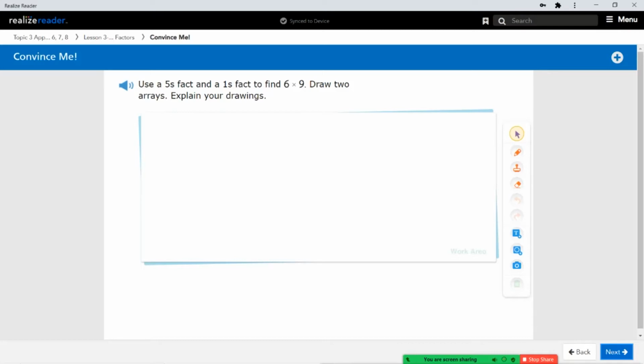All right, now for this question, it says use 5's facts and 1's facts to find 6 times 9 and draw 2 arrays. So what we would do here is we would break apart our 6 into 5 and then 1 more. So it would be 5 times 9 plus 1 times 9. And you would use counters or circles to draw that out. We know that 5 times 9 is 45, plus 1 more group of 9 is 9. So 6 times 9 is going to give us 54.